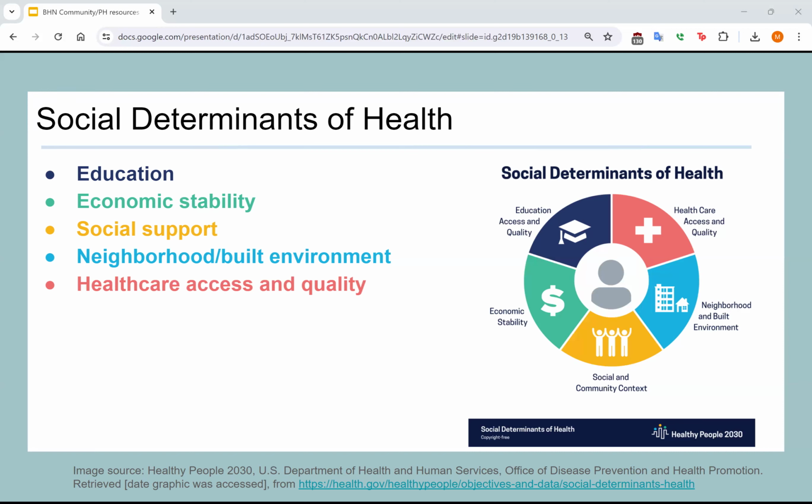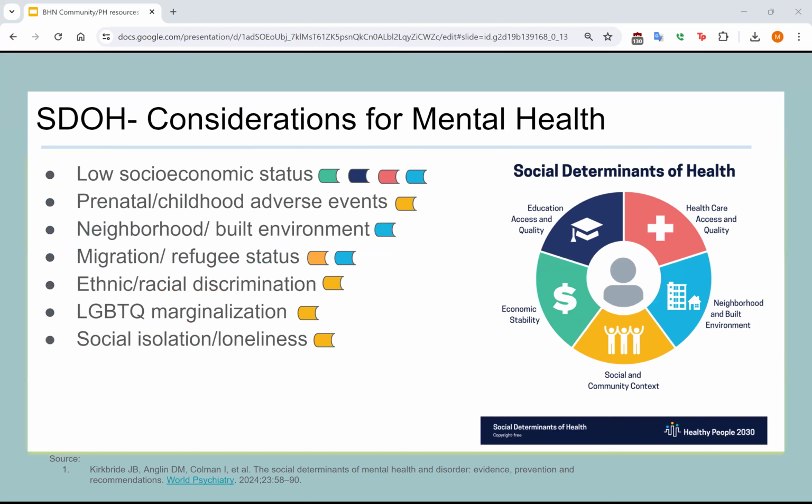And then, of course, you have social community support, like if you have a good support system and people around you. I looked into social determinants of health related to BHN, and I found some articles that presented some ideas for different pillars that we could consider as barriers for our population.